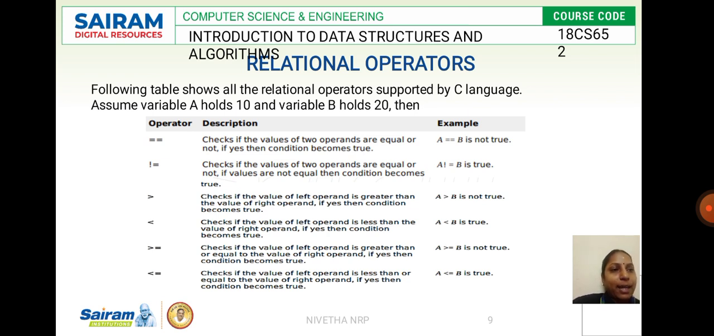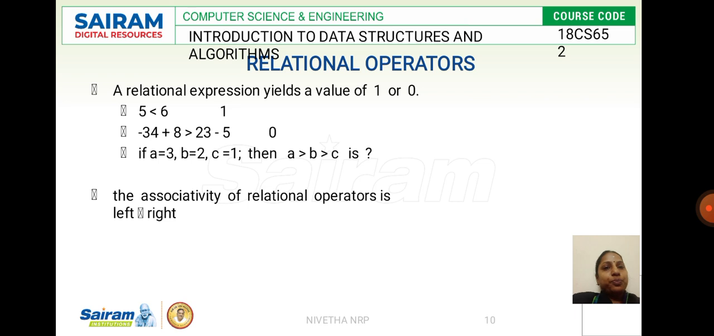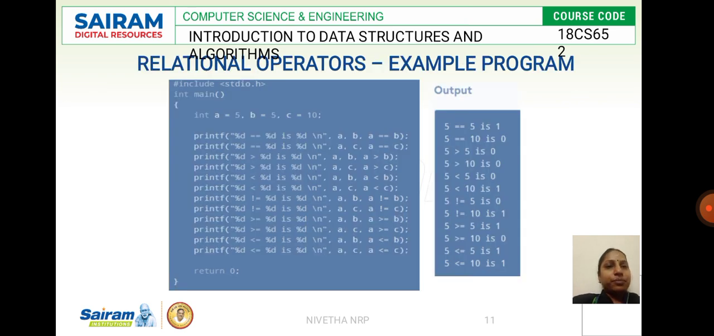And to compare a and b, to compare variables, I will be using greater than, less than, greater than or equal to, or less than or equal to. This is an example we have seen. So 5 is less than 6. It is going to check the condition. Then use the equal to symbol for comparing. So these are all the relational operators you have.